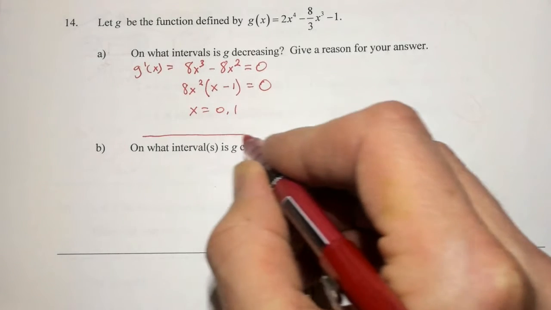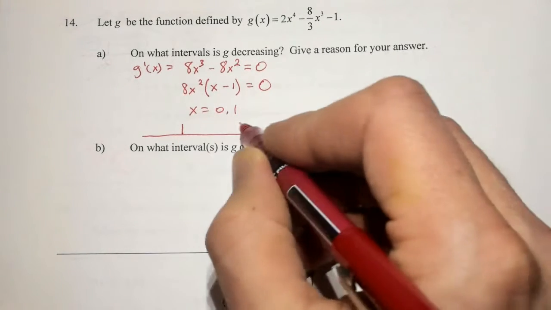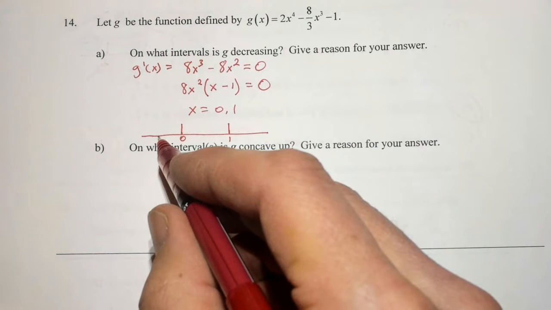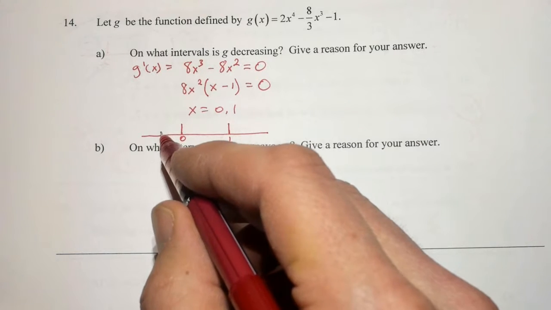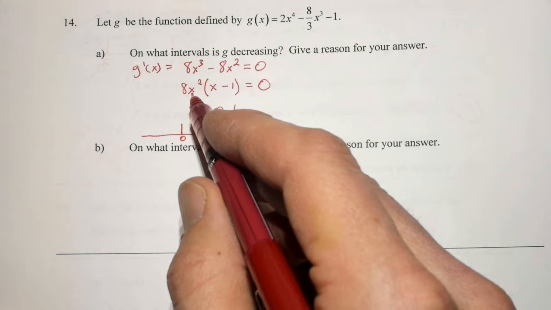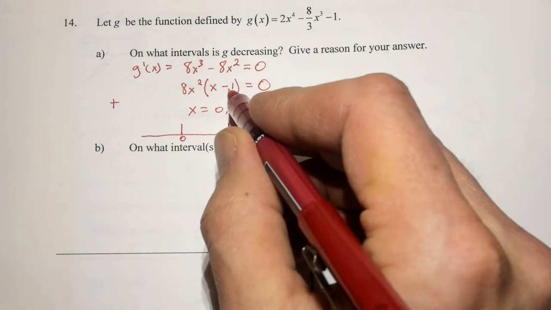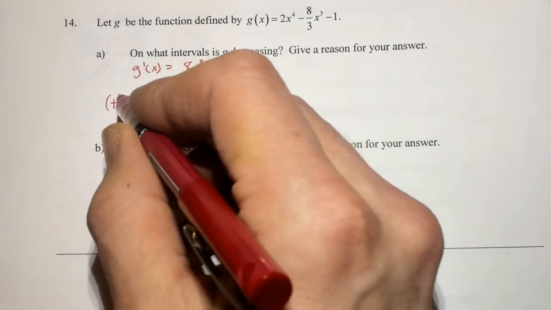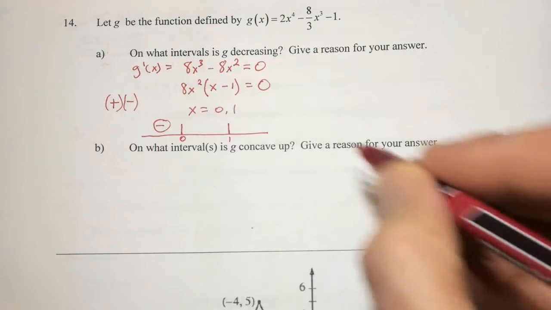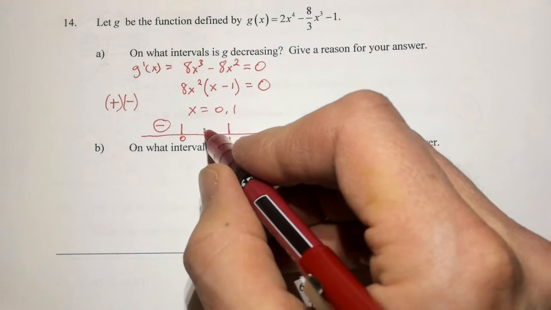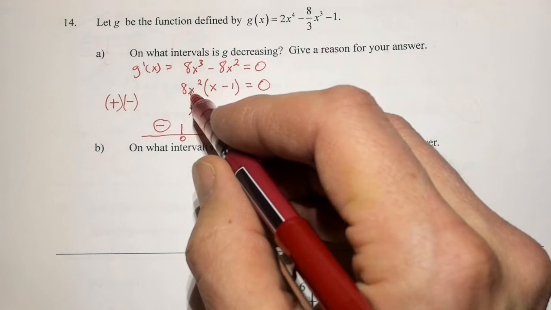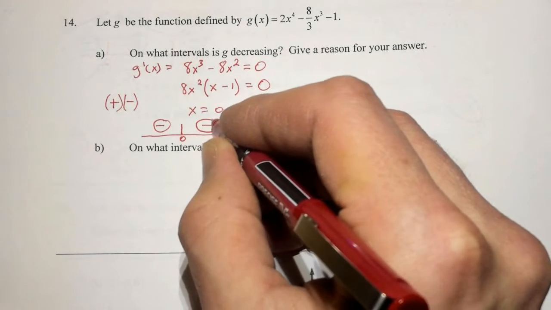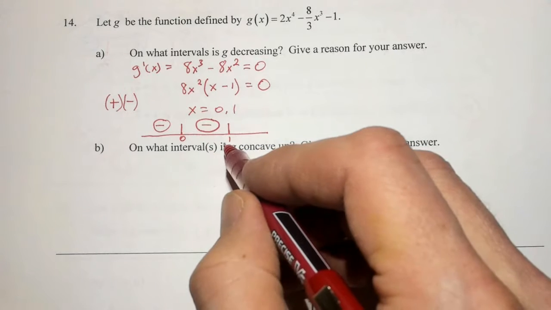So if we place those two numbers on the number line, 0 and 1, when we plug in a negative value representing this area over here, say negative 1, negative 1 squared is positive. Negative 1 minus 1 is negative 2. That's a negative. A positive times a negative is a negative. Now I pick a number like a half, which is between 0 and 1. A half squared is a positive. A half minus 1 is a negative. So this function is also negative from 0 to 1.